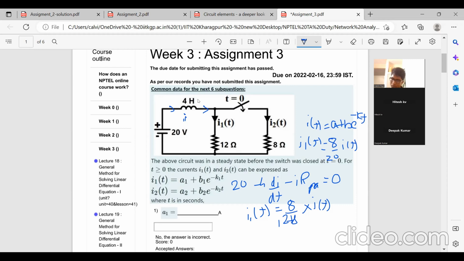So at t equals infinity, I'll get I1 is max, whatever the value of I1 I found out at t equals infinity. And so e power minus infinity will be 0. So now I'll get the value of A1. And then I'll be able to easily find out the value of B1 by rearranging the equation. So that goes for both the equations. Okay, thanks a lot.